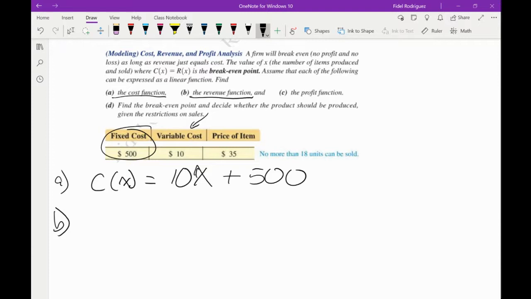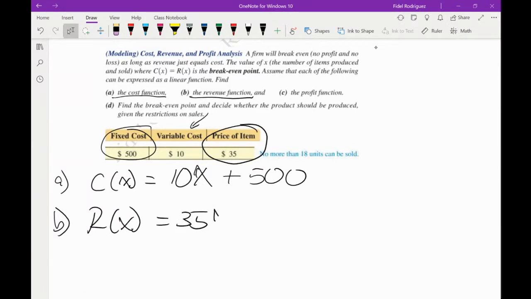B says, let's find the revenue function. The revenue function, guys, is how much money we're going to bring in, okay? So how much are we selling every pair of headphones for? $35, right? So if I sell 1 pair of headphones, I make $35. If I sell 10 pair of headphones, I make $350. So on and so on and so forth, right? Okay, so we got that part done, okay?